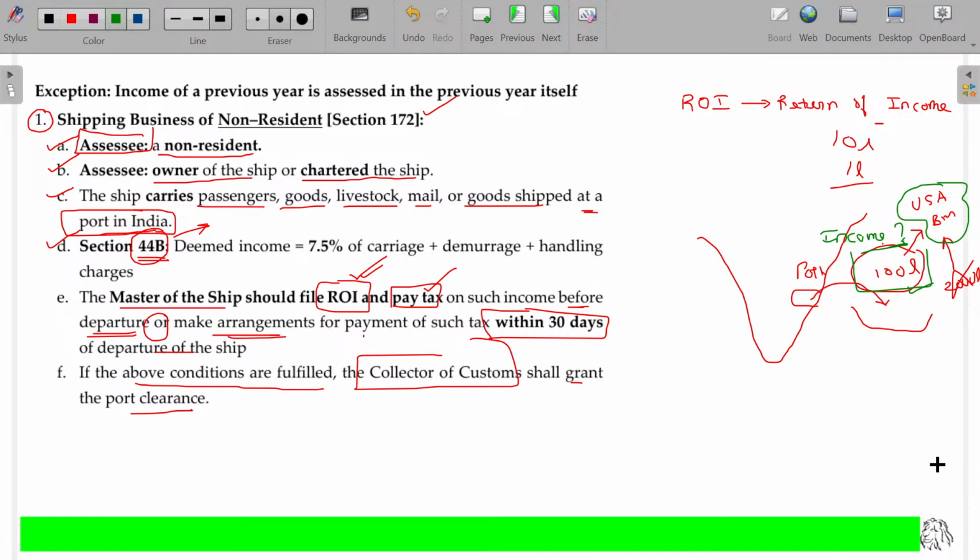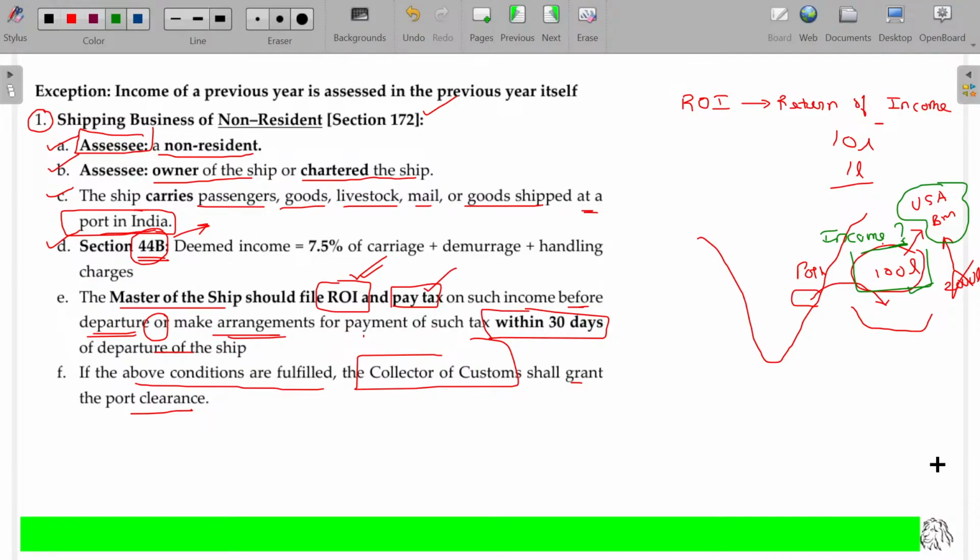So you have to maintain proper documents for all the expenses. Along with the ROI, file those details also. Sir, this is my income, these are the expenses subtracted, this is the net income for me, and I have to pay the tax on that. Clear?